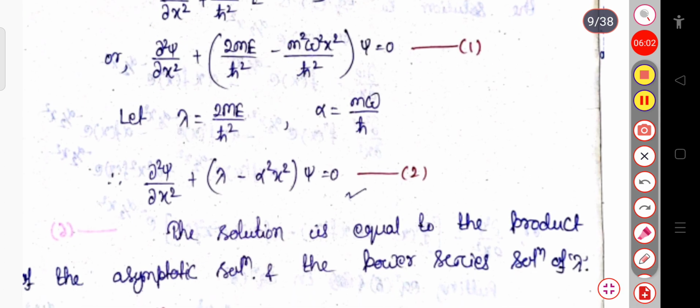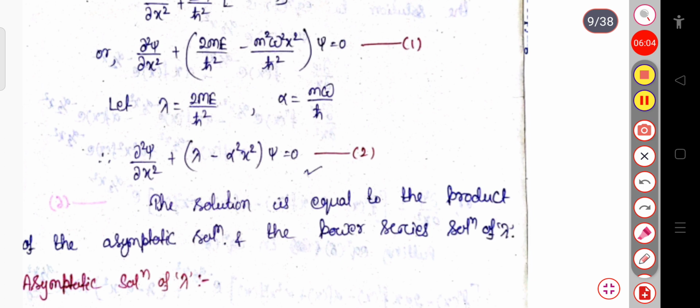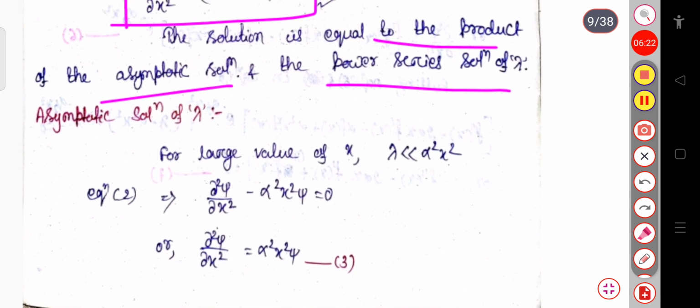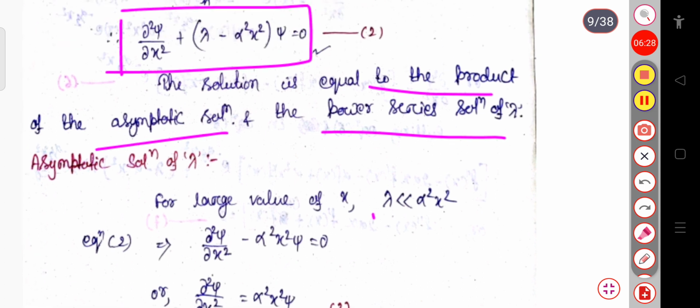So why were we substituting this value? Because we have to solve this equation number 2. So here the solution is equal to the product of the asymptotic solution and the power series solution of the lambda. Now for the asymptotic solution, that is when x is very large, or we can say when lambda is very small compared to alpha square x square.